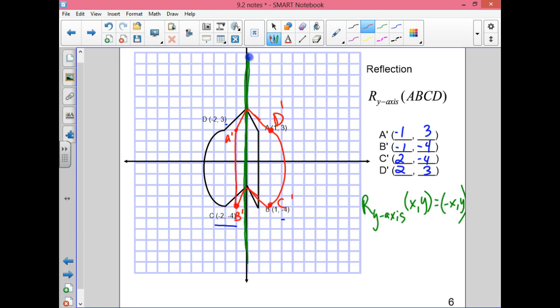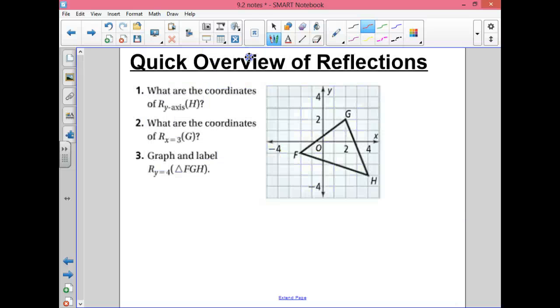All right, there we go. Okay, so there's your reflection across the y-axis. So we're going to do page 5 next. This is a reflection across the x-axis.